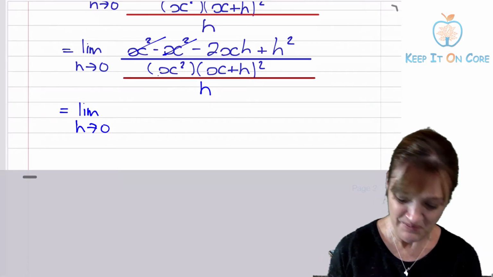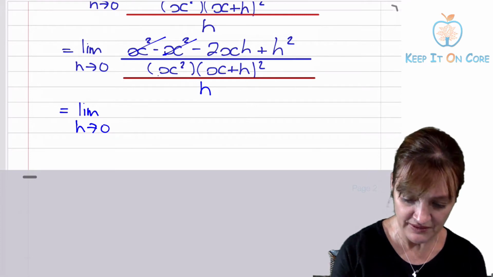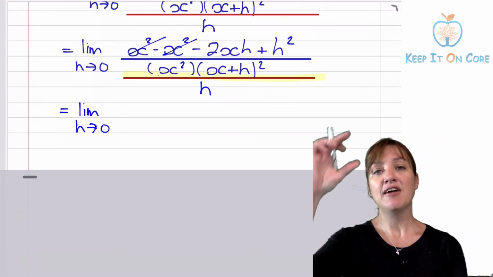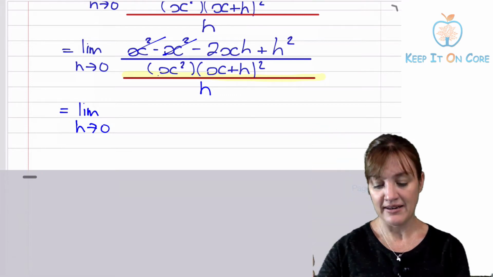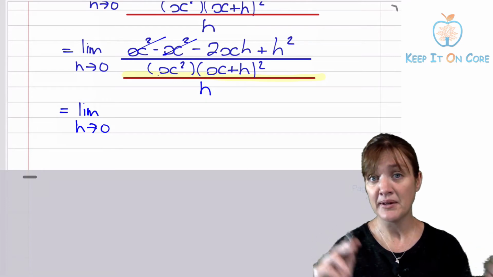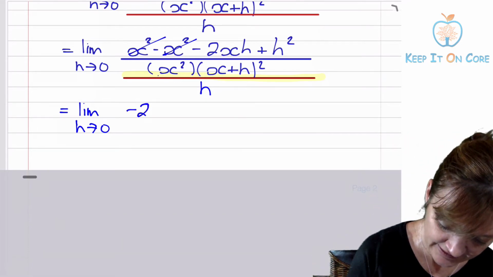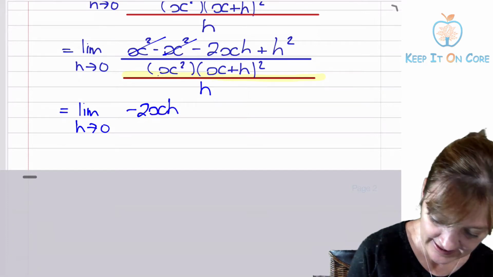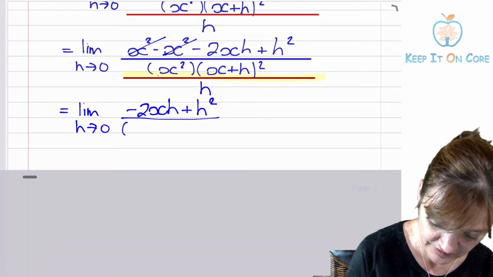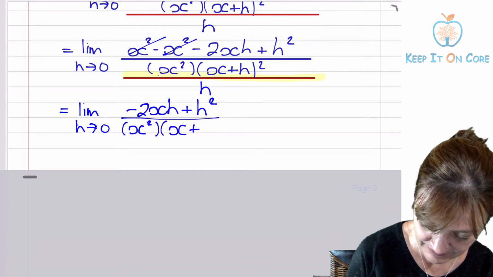What else can I do? Nothing else really. So here I think is the point to deal with this divide line over here, this red divide line. If I've got a fraction divided by another fraction, remember what we do with dividing fractions is we tip and times. So let's show you how we're going to write that. So negative 2xh plus h squared, which is over the LCD of x squared, x plus h all squared.